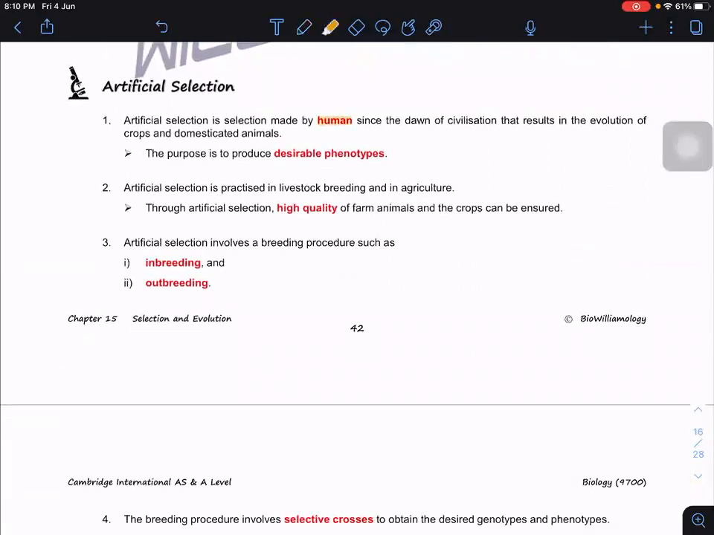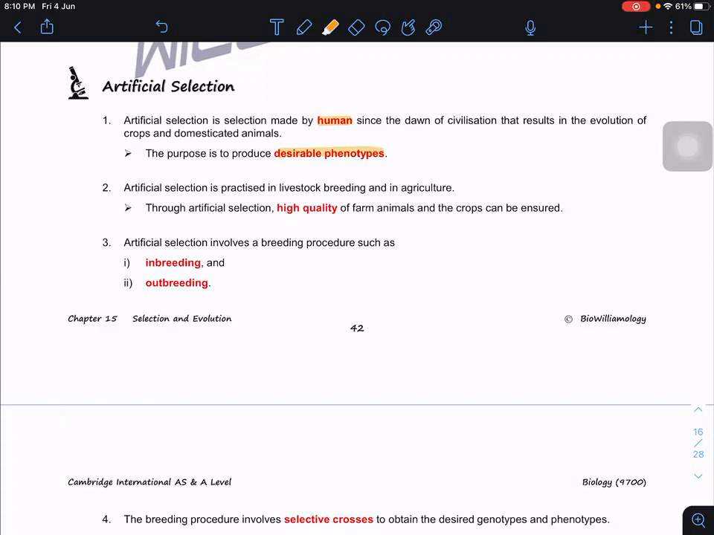Basically, humans tend to be a god. In this case, humans play the role of god and select particular variations: you can survive, you cannot survive. Based on what? Based on the desirable phenotypes. That means humans want what kind of phenotypes? For example, in cattle, we want them to produce high quality milk and high quantity, high volumes of milk. Those are the desirable phenotypes.